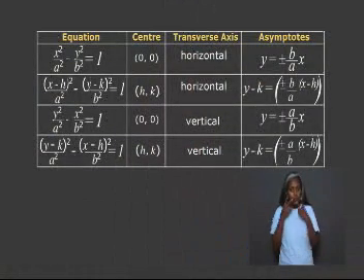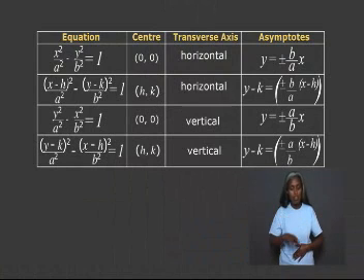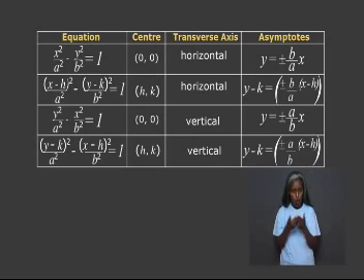To review, you can study the table that is found on page 106 of your textbook. This table gives all the possible standard forms of equations of hyperbolas and their asymptotes.